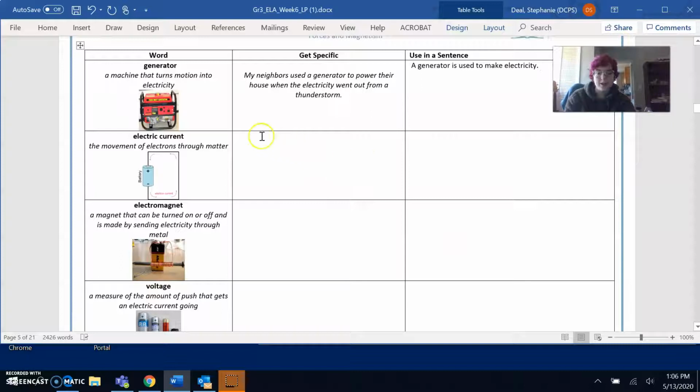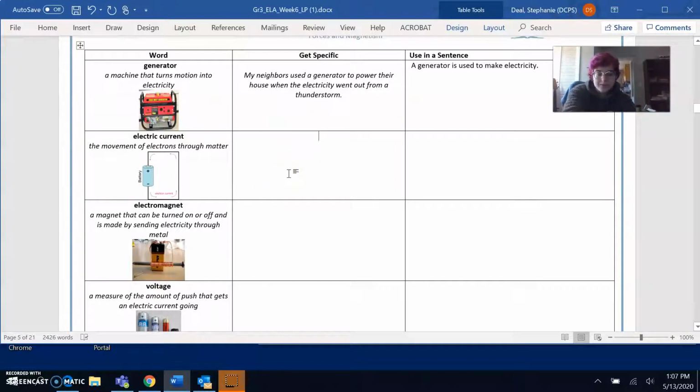Let's go on to our next word, which is electric current. Electric current in Espanol is corriente eléctrica. So the electric current is the movement of electrons through matter. If you look at the picture here, you can see there's a battery with a positive and a negative end. The electric current is the motion of the electrons going through the battery into whatever is powering.